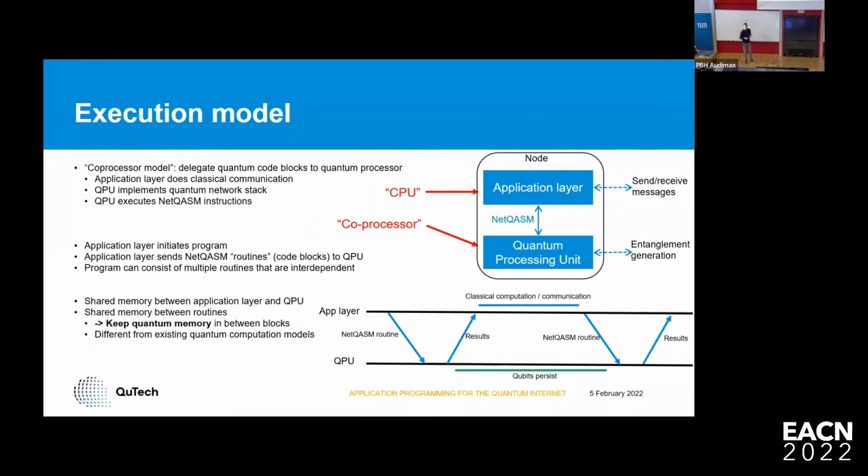This unit implements the quantum network stack, so it houses the network layer and the link layer, for example. Program code can send requests to these layers to do, for example, entanglement generation with other nodes in the network. But this quantum processing unit can also do local operations on the quantum memory, like gates and measurements. These two components have to work together, and they do so via NetQASM. Whenever the program wants to delegate certain quantum computations to the quantum processing unit, it does so by bundling quantum instructions into a block of NetQASM code. In the next slide, I will show an example of how this looks.